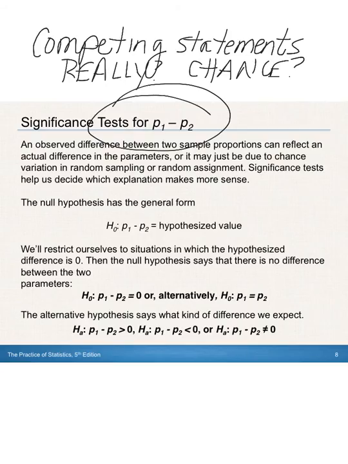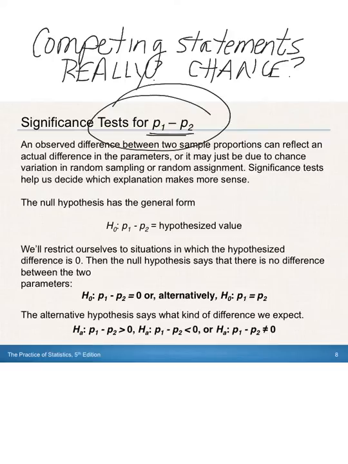So in general, a significance test is just asking you to look at two competing statements. Is it really a difference, or can that difference be explained away with the natural sampling distribution spread, or the random assignment of the particular treatments, for example? So an observed difference, when we're looking at the difference between two proportions, we want to know if that reflects an actual difference in the parameters of interest, or if it's just due to chance. So significance tests help us to decide that.